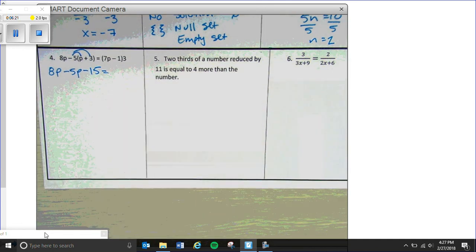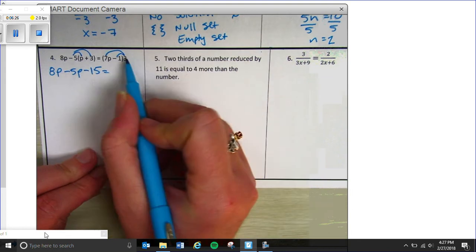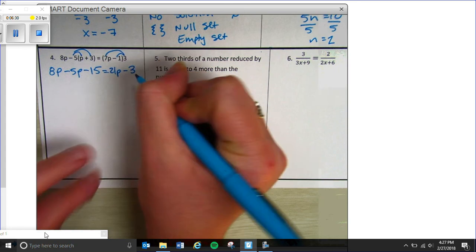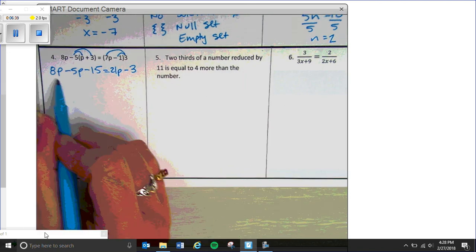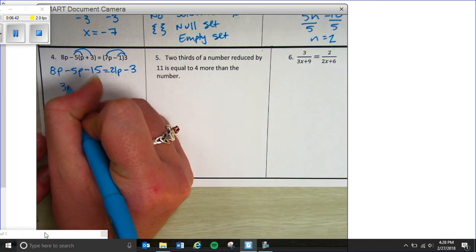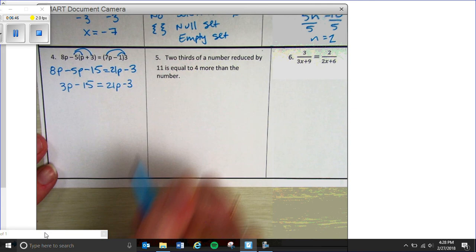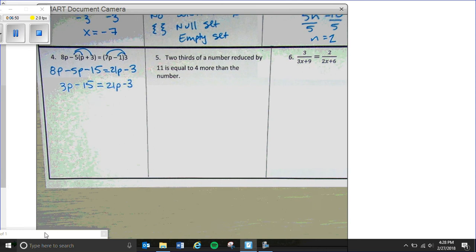And then if we look on the right-hand side, there's a 3 after that parentheses, so that gets distributed. 3 times 7p is 21p. 3 times negative 1 is negative 3. Now I can go ahead and combine my like terms. So looking at the left-hand side of my equation, 8p minus 5p, 3p. Since they're on the same side of the equation, we just follow the operations that are there. We're not adding 5p to both sides or anything. We're just saying 8p minus 5p.